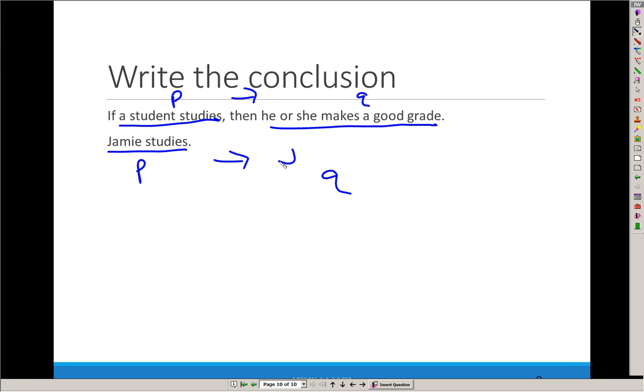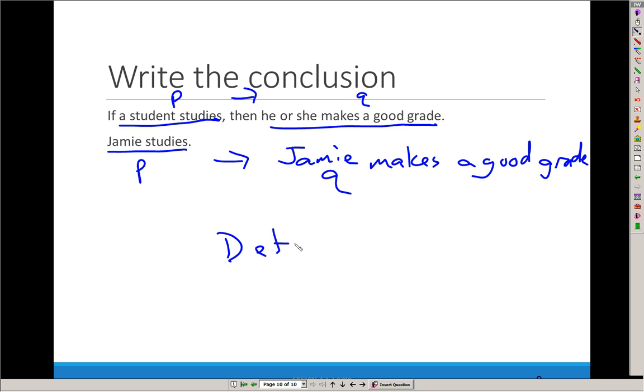Jamie makes a good grade. That is detachment. The law of detachment: if P leads to Q and P happens, then Q happens. You could also say that Mark studies. Well, that means Mark makes a good grade. If P leads to Q and P happens, then Q happens.